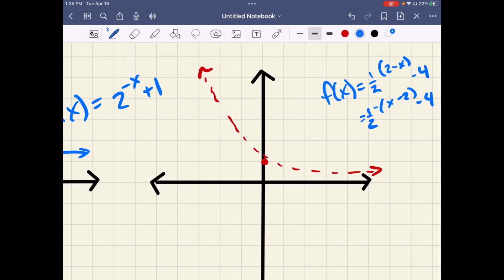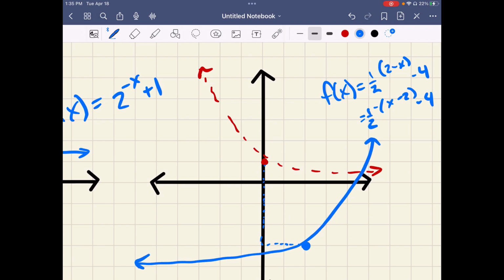So the first thing I'm going to do is see this -4. I'm going to go down 4 units, and then I see this -2, so I'm going to go right 2 units. So I'm going to go down 4, right 2. From my original (0, 1), I go down 1, 2, 3, 4, and right 1, 2. All right. Now here's my new point on what would have normally been decay. I have to notice this negative out in front of my exponent, which is going to give me a y-axis reflection. So it's going to turn my decay into growth.